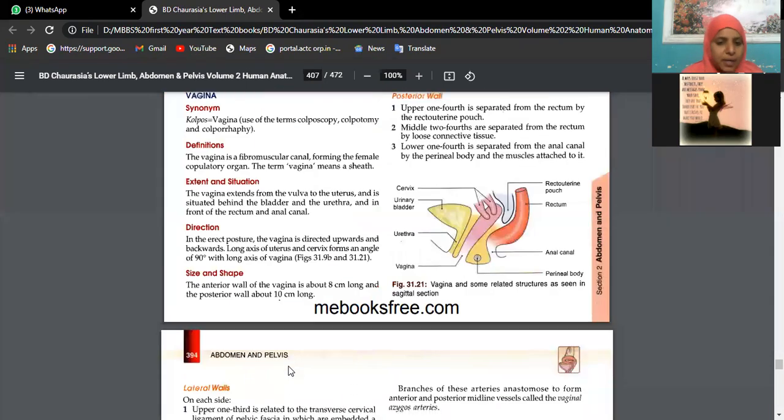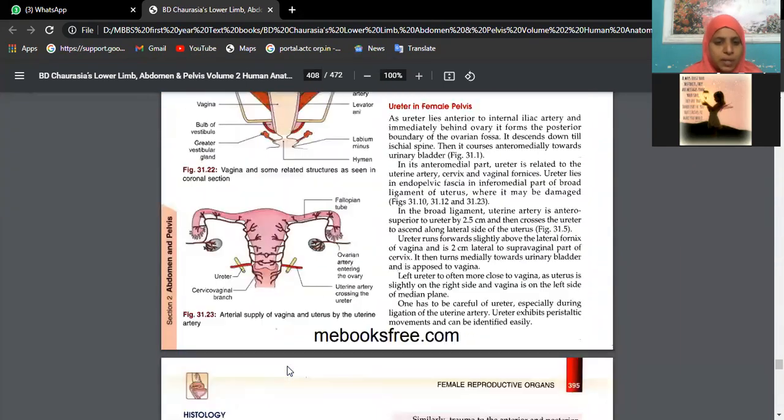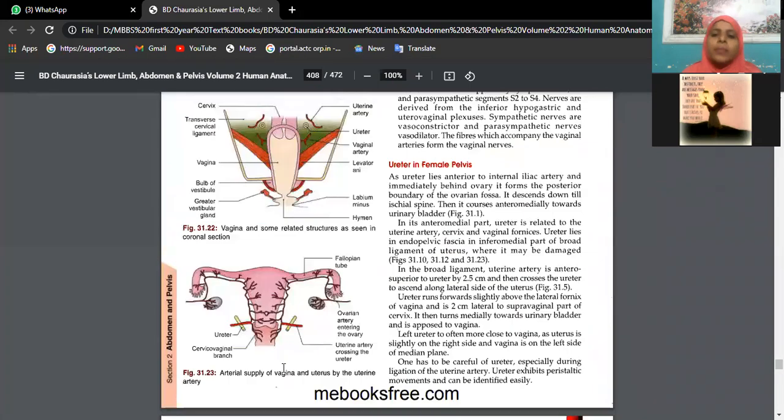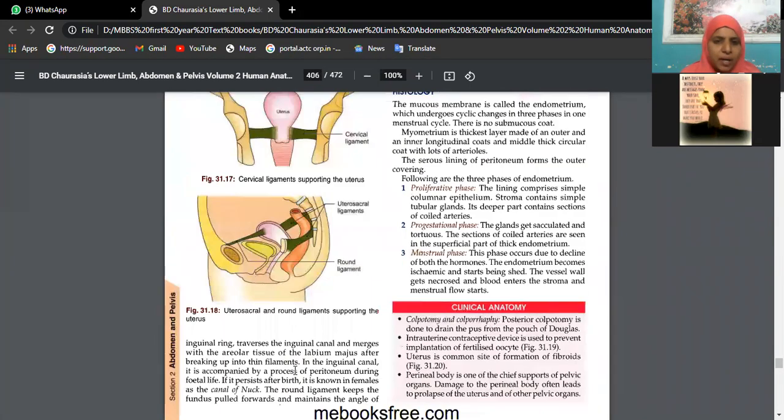See, lymphatic drainage, there is a very good picture here. Just now I saw. What are the presenting parts I said, Meghana?